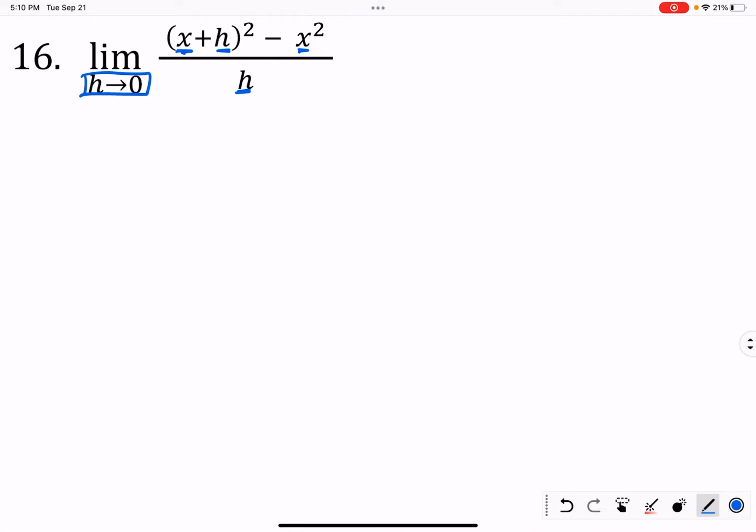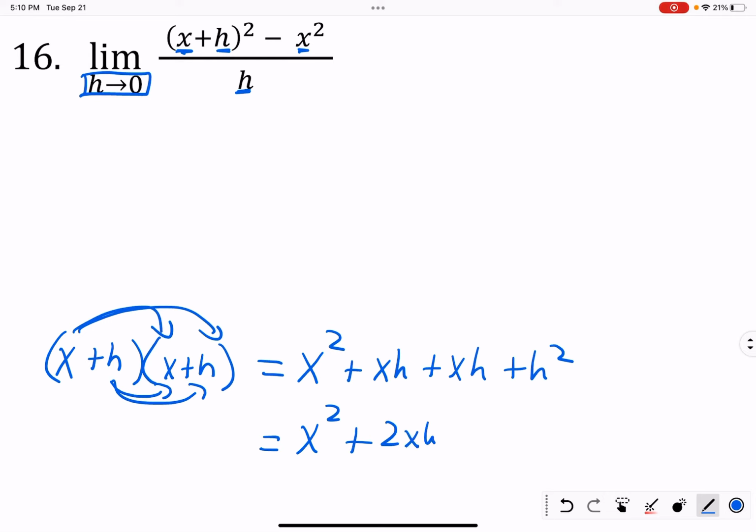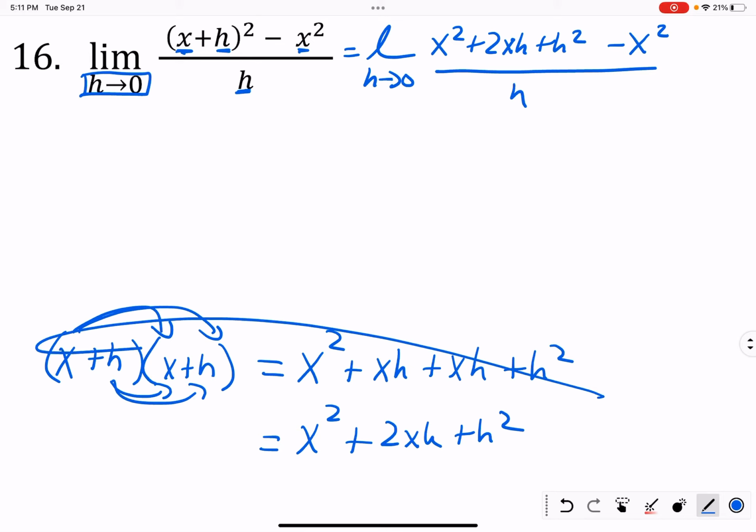Okay, so I'm going to FOIL. Let me do it down here, and then I'll just erase it. So I have x plus h quantity squared. If you know what that is off the top of your head, that's great. If not, we can just FOIL. So we end up with x squared plus xh plus xh plus h squared for a total of x squared plus 2xh plus h squared. All right, so we're going to say the limit as h approaches 0 of x squared plus 2xh plus h squared minus x squared all over h. And let me get rid of this because we just FOILed.